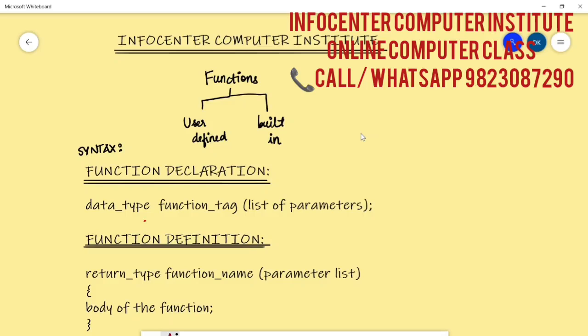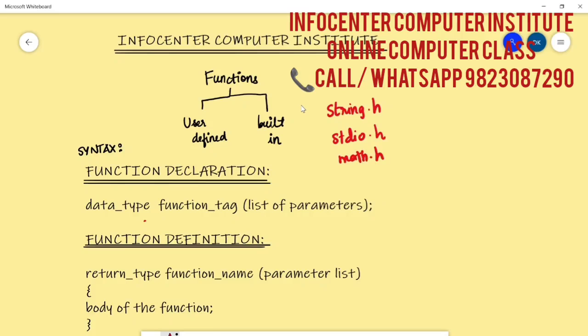In today's session, we are going to see about functions. Functions are classified into two types, user-defined function and built-in function. C has an array of functions for various purposes. All these functions are grouped under header files like string.h, stdio, that is standard input and output.h, and math.h, etc. in all the header files.